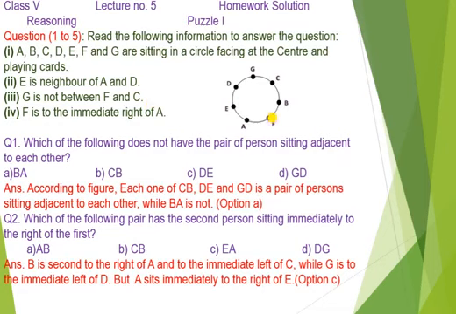G is not between F and C. F is to the immediate right of A. So here's the diagram. According to the diagram, we go through the questions. Which of the following does not have a pair of persons sitting adjacent to each other?